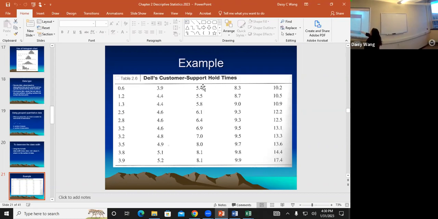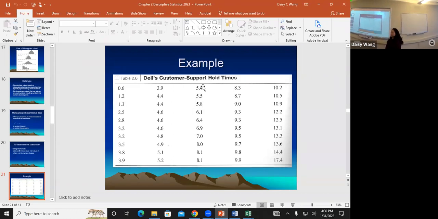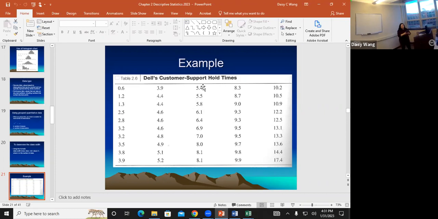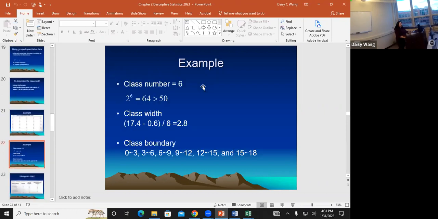And what we do is we use 17.4 minus 0.6. That's 16.8. 16.8 divided by 6 is 2.8. Okay, so each class width will be 2.8.